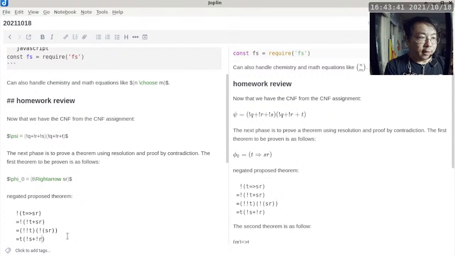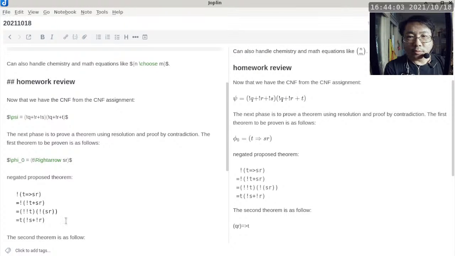So do we have any questions about how I derived the CNF of the negated proposed theorem, known as phi 0 in this case? That's just a label. I mean, phi 0 is really just a name. By itself it has no special meaning. All right. Okay, so what we need to do now is to perform resolution.